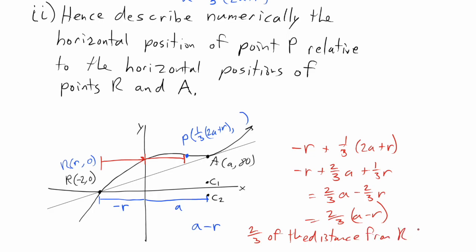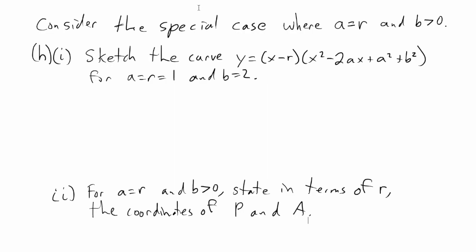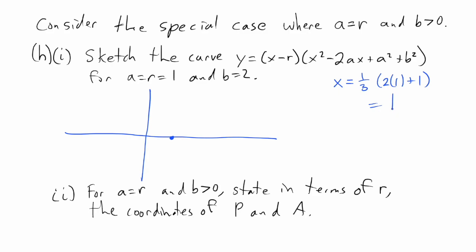from r to a. H, it says consider the special case where a equals r and b is greater than 0. Sketch this curve for a equals 1, b equals 2. So it's a bit tricky. But remember, r equals 1, that's going to be the x-intercept. And for the point of inflection, the x-coordinate of the point of inflection is (2a plus r)/3. So that's actually just 1. So the point of inflection and the x-intercept are going to be the same.